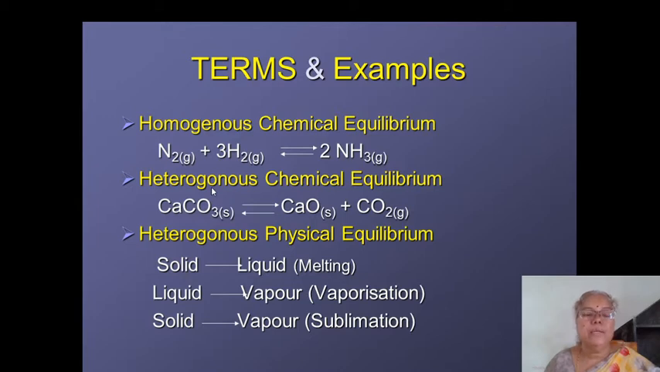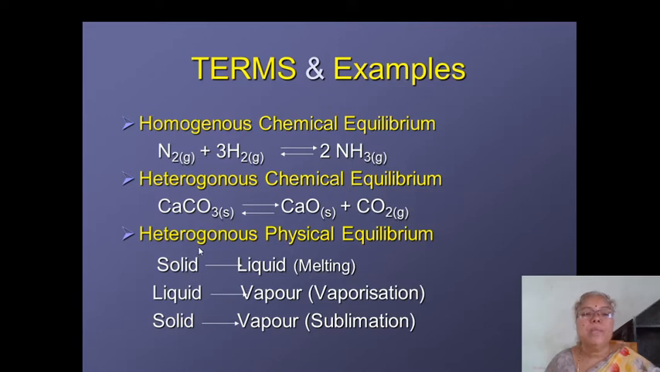And understand, heterogeneous means any system which contains more than one phase. Such systems are called heterogeneous systems. Then heterogeneous physical equilibrium. That means solid phase is in equilibrium with liquid phase, liquid phase is in equilibrium with vapor, and solid is in equilibrium with vapor.